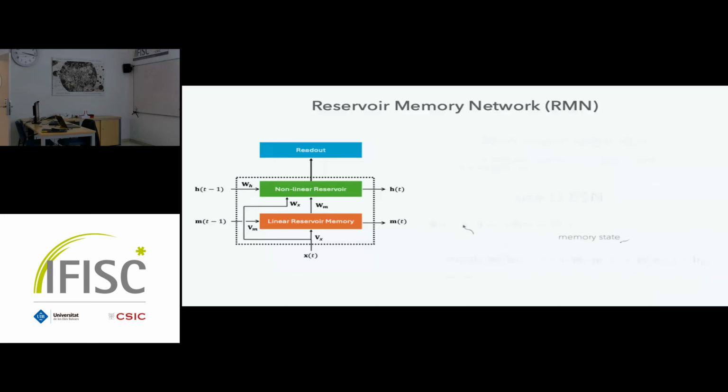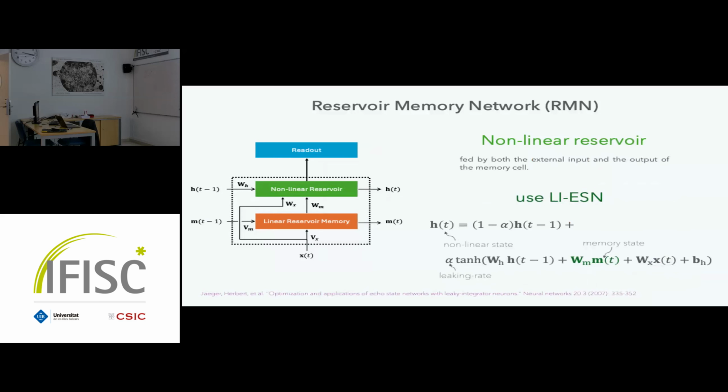Okay. And then on top of the linear reservoir memory cell, we have a nonlinear reservoir that is fed by both the external input, by a separate pathway, and the output of the linear reservoir cell. So this can be, for example, a leaky echo state network, but augmented also with the input coming from the memory state. Or why not, it can be an Euler state network, right? Again, augmented by the memory state.